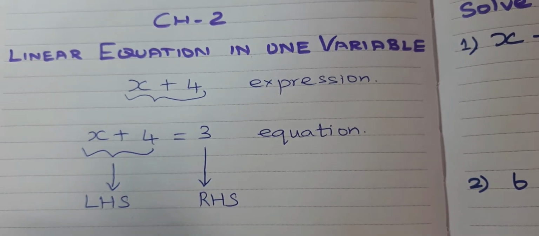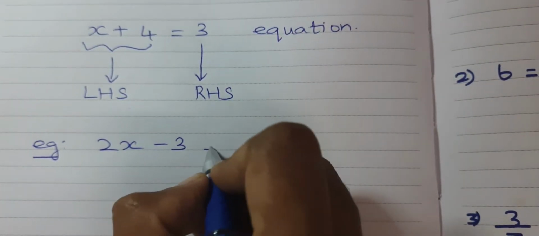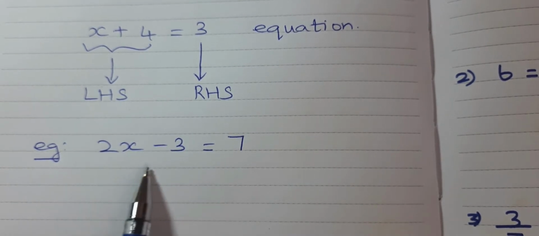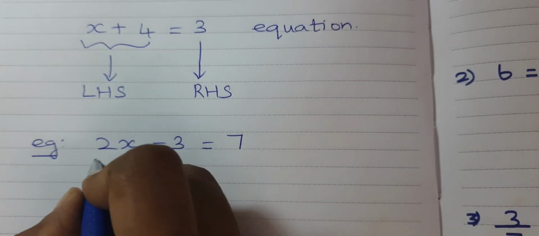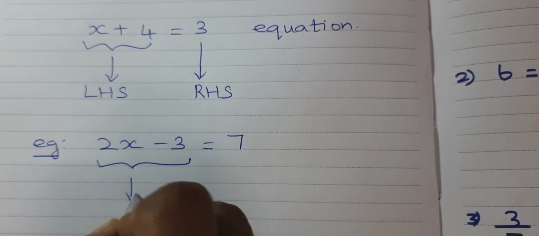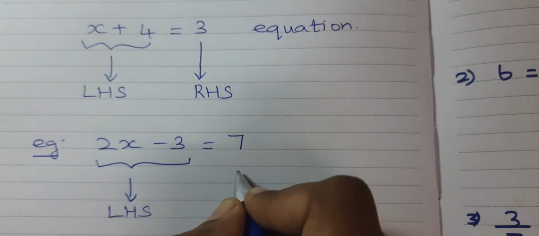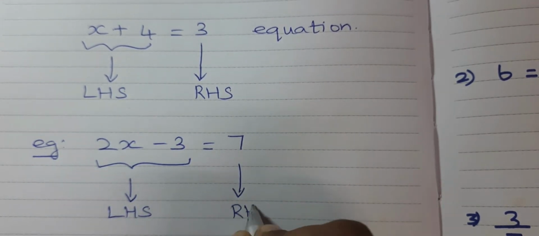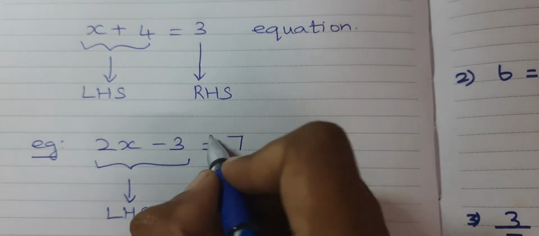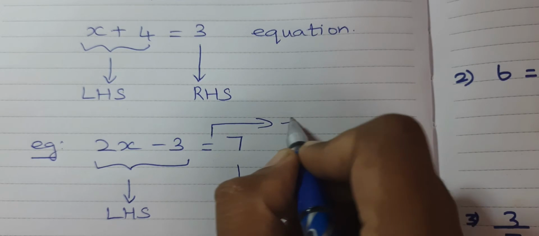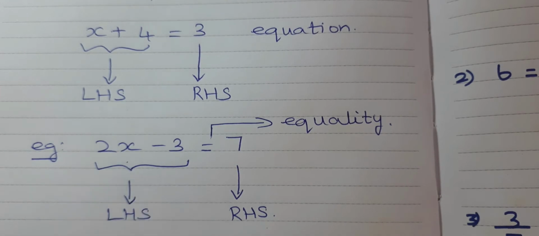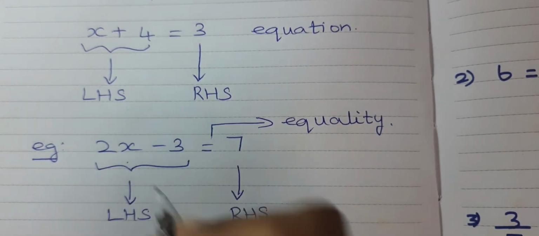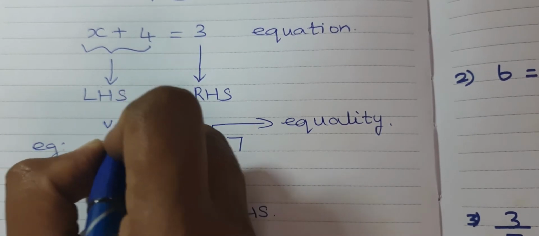Let me take one more example. 2x minus 3 equal to 7. As you all know, this is the expression followed with the equal to sign, which forms the equation. And this side is said to be the left hand side, and this side is said to be the right hand side. This is said to be the equal to sign, that is equality. And the x term is said to be the variable. Here the x is said to be variable.